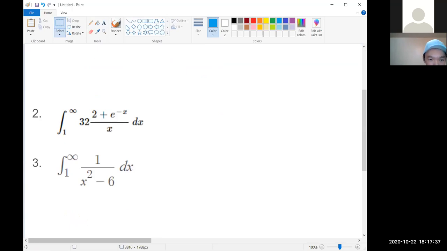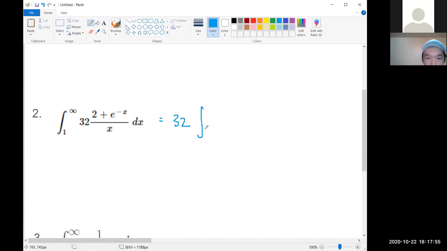Number 2. So does anyone have a good integral to compare this one to? Factor out 32. Okay, I'll do that. So this is 32. We can just ignore the 32 because that doesn't change the convergence or divergence. All right, now what? You could compare it to 2 over x. Yes, 2 over x. What would be your inequality?